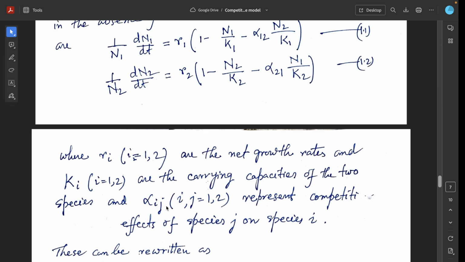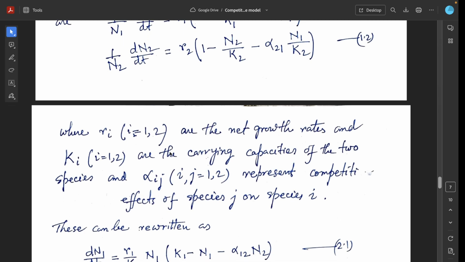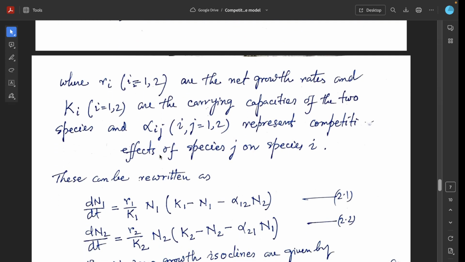Alpha12 and alpha21 represent the competition effects of species j on species i. And r1 and r2 are the net growth rates of the species. The first species has r1 and the second species has r2. So this equation can be written in this way, as 2.1 and 2.2.